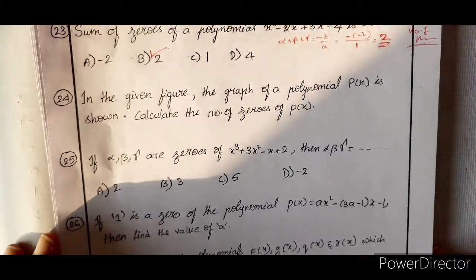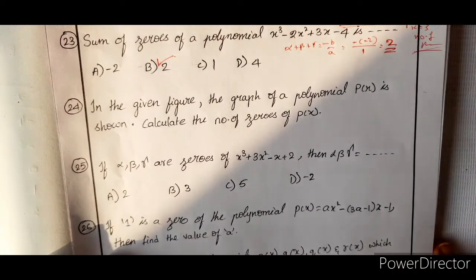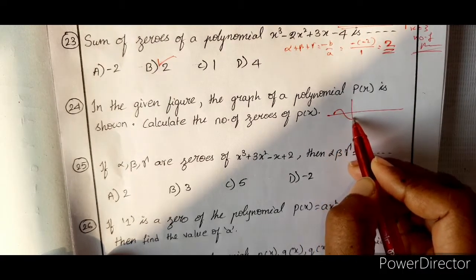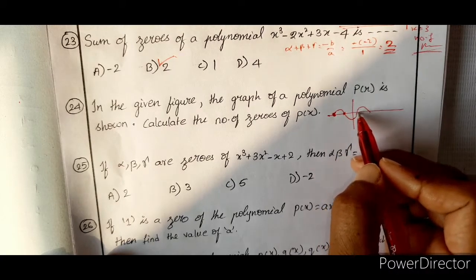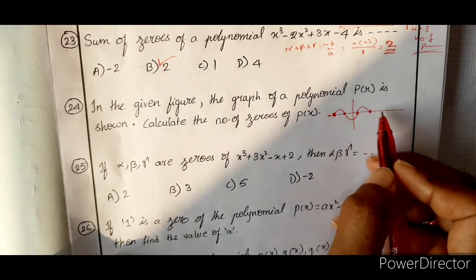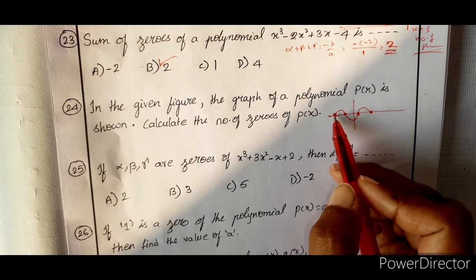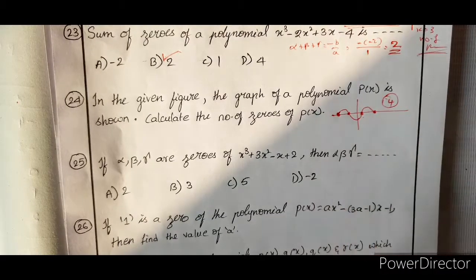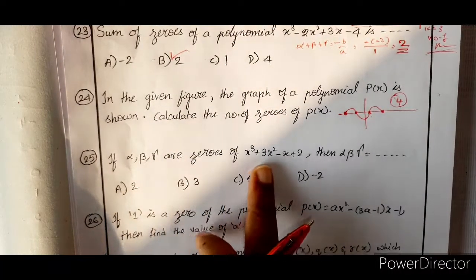Right. In the given figure, a graph of a polynomial p of x is shown. Calculate the number of zeros of p of x. See, the figure is not drawn here. It is something like this. So how many places does the graph cross? At those many places you will be getting zeros, and from the diagram you can find out what the zeros are. Here I have taken a polynomial with power 4 or degree 4. Just randomly I took the graph.